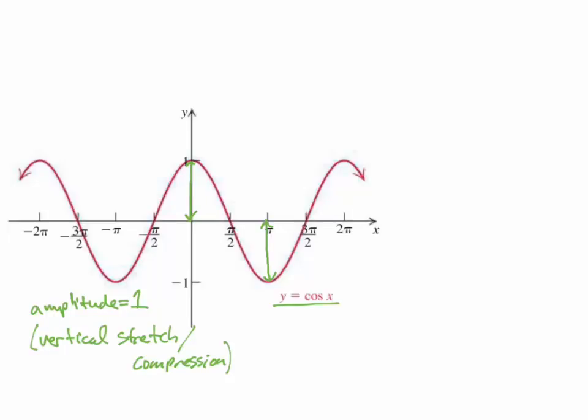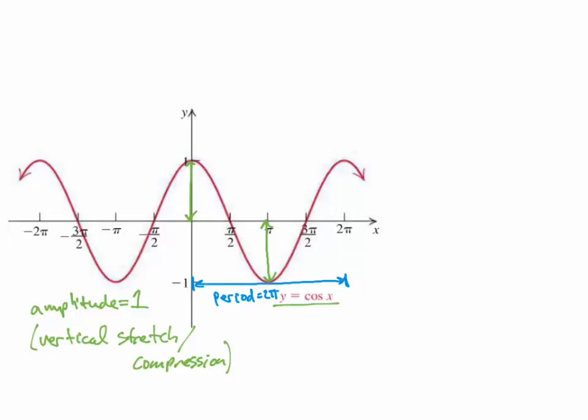We have the amplitude, and then we also have the period length. The period length is going to be from 0 here to 2 pi. So the period length is the exact same as what we saw for sine. The period length here is going to equal 2 pi.